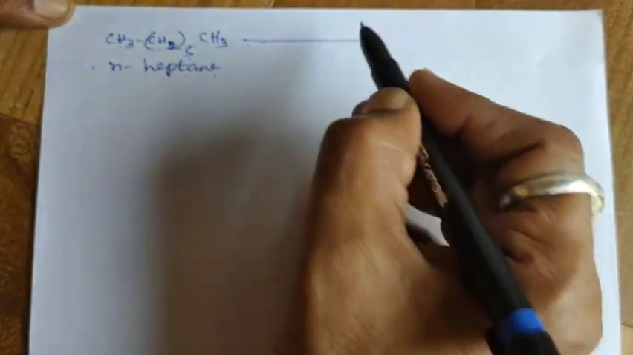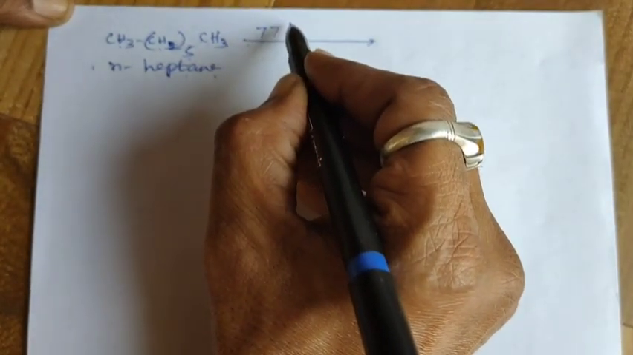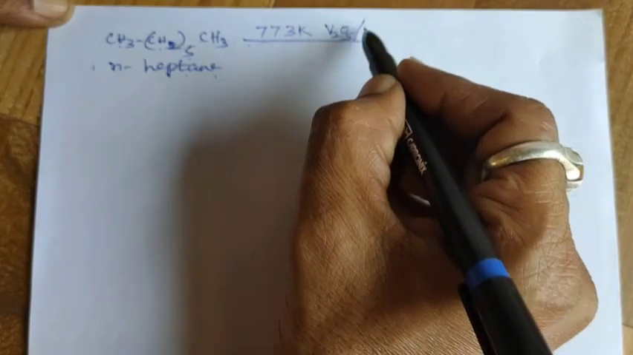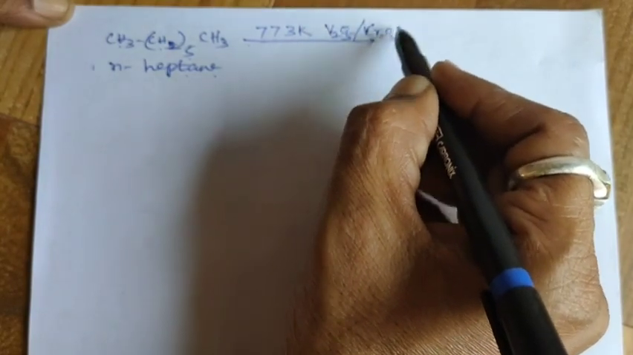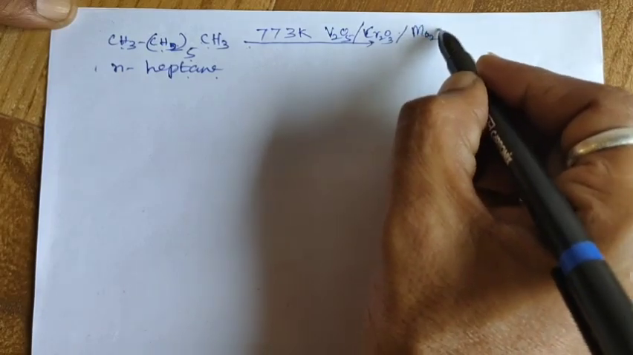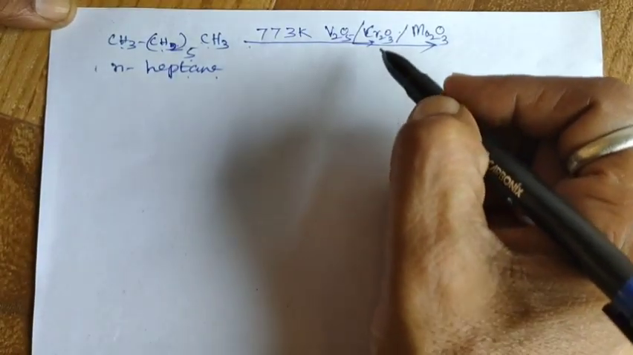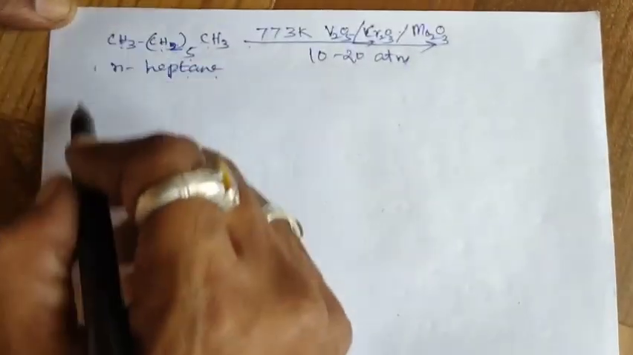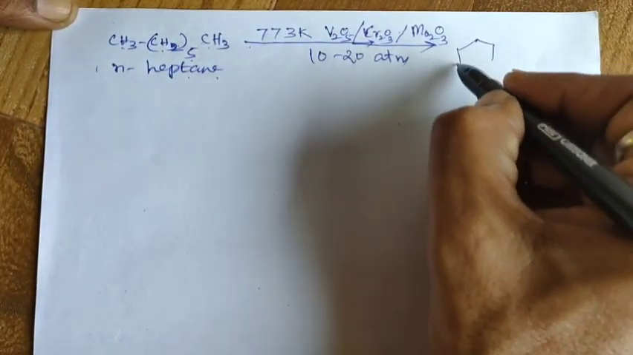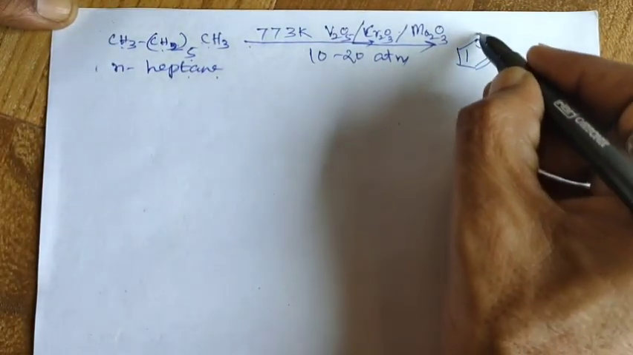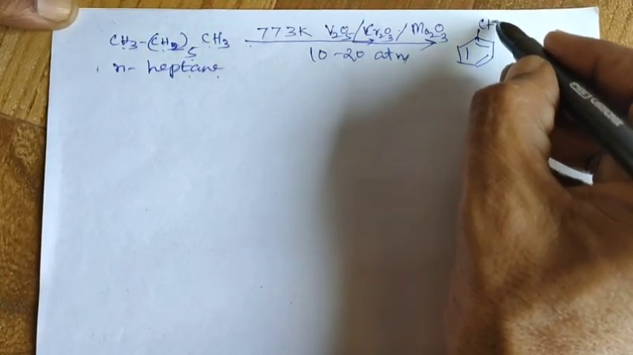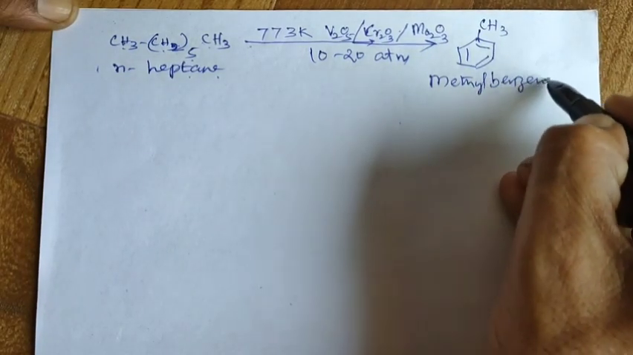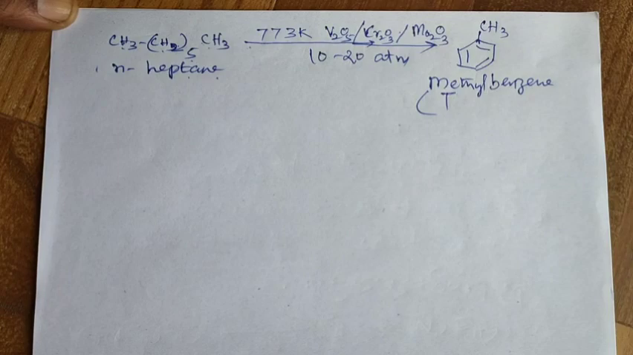and it is heated at 773 Kelvin in the presence of vanadium pentoxide or chromium trioxide or molybdenum trioxide. These are suitable catalysts, and 10 to 20 atmosphere pressure is maintained. What happened? A 6 carbon chain becomes a ring, with double bond, single bond, double bond, and one CH3 is a side chain. It is known as methyl benzene, also popularly known as toluene.